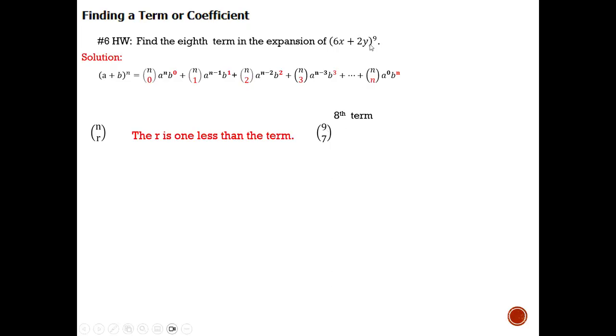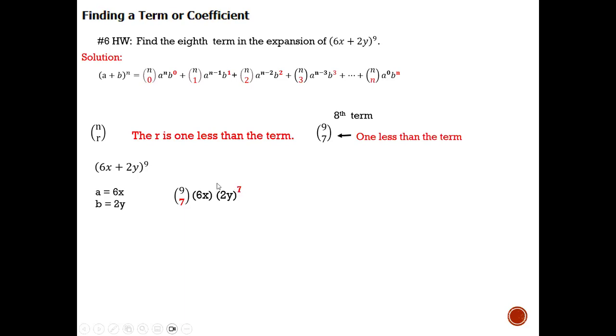So 9 is my n. r is 1 less than the term I want, so r is 7. Okay, here are my terms for this one, 6x and 2y. So I know that n is 9, r is 7. Remember, that second term of the binomial has that same power of r, so 2y is to the 7th power.